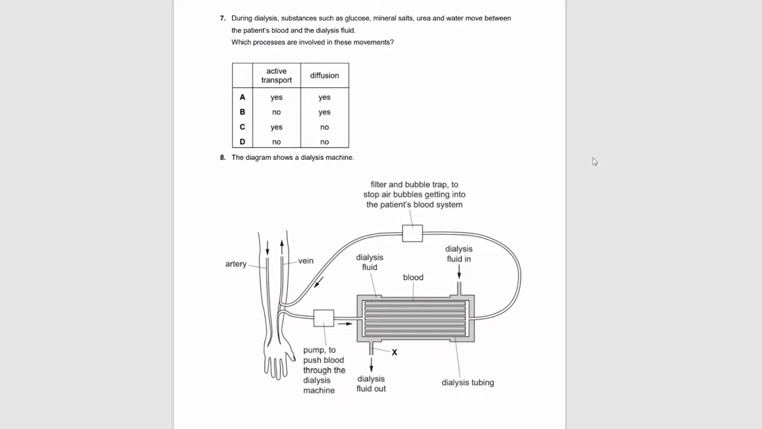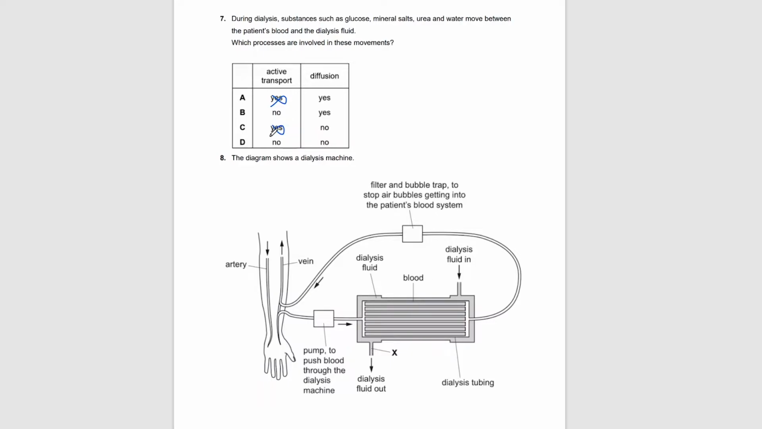Question 7. During dialysis, substances such as glucose, mineral salts, urea, and water move between the patient's blood and dialysis fluid. Which processes are involved in these movements? Active transport. During dialysis, molecules such as glucose and amino acids or urea move from the patient's blood to the dialysis fluid through a partially permeable membrane down the concentration gradient. They move by diffusion, not by active transport. So A and C are wrong.